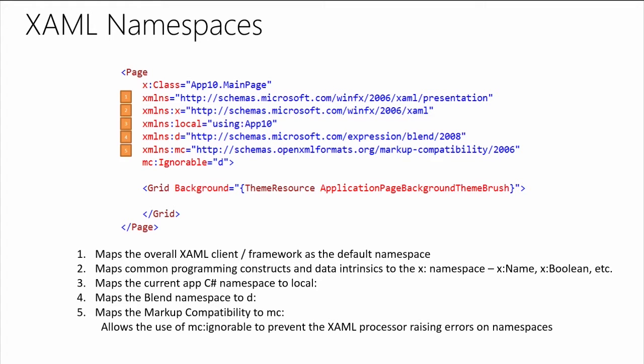But then I might need other things. And so talk to me about X, because X is pretty cool. Yes, X is used very frequently. It defines your main programming constructs, and also gives you access to data intrinsics, which is just a fancy way of saying the data types that are common to .NET or WinRT, such as Boolean and string and so forth. So we commonly see it in terms of referencing name and so on. Yep, like x:Name. Right. That's right. And we'll cover that in another slide in more detail.